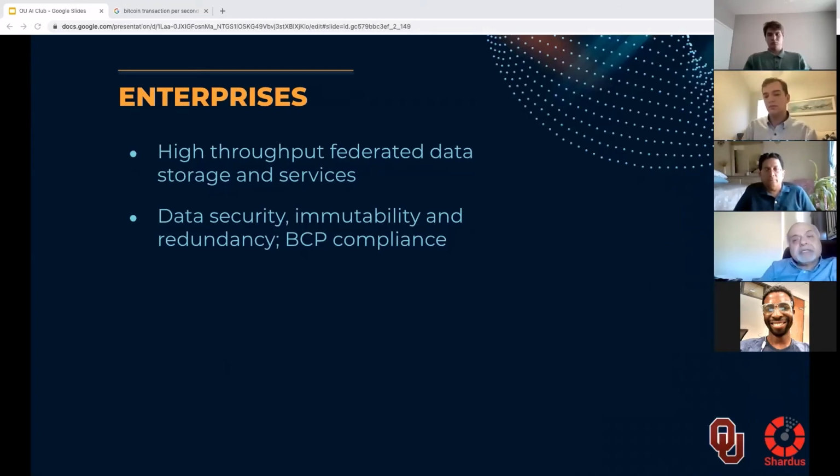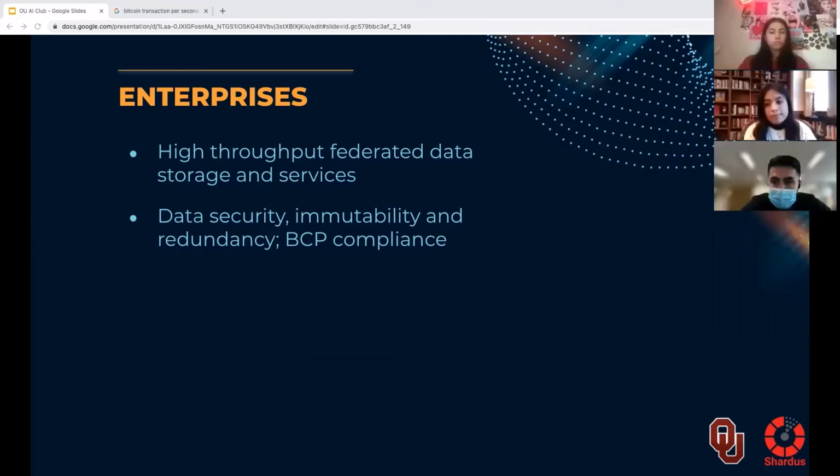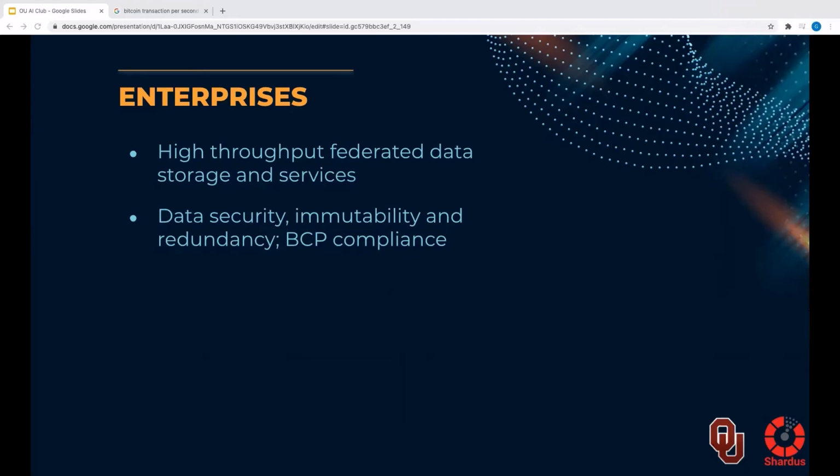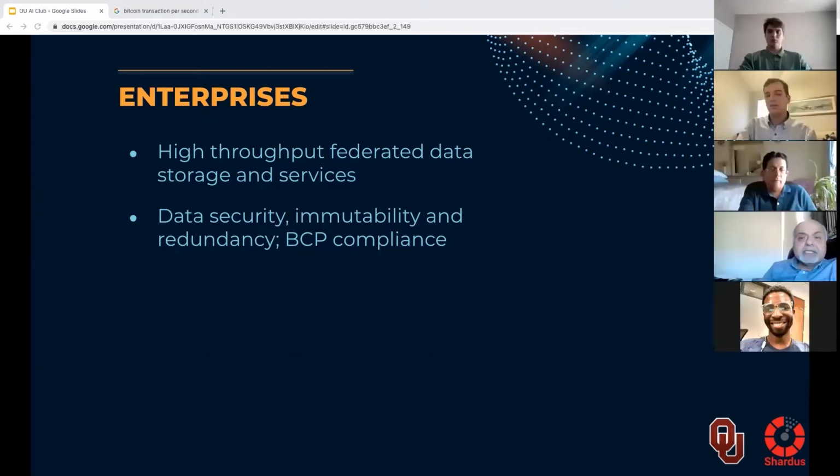Shardus is not limited to just public networks. It could be used by enterprises who are looking for large applications where storage and services are key to them. Shardus would provide a very secure and immutable, which means non-replicable, environment with enough redundancy and BCP compliance. BCP stands for business continuity. So if something happens to the data, there would still be redundancy created in order to ensure that the business process is not disrupted.